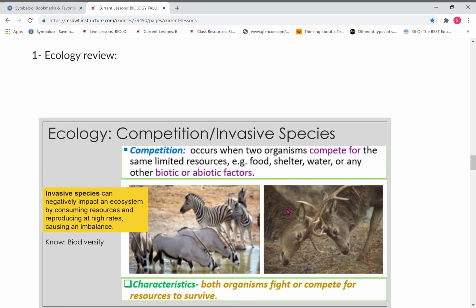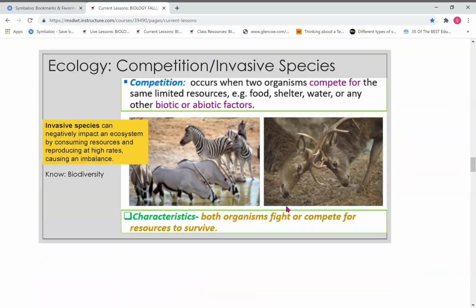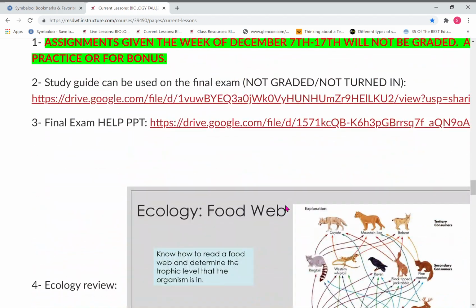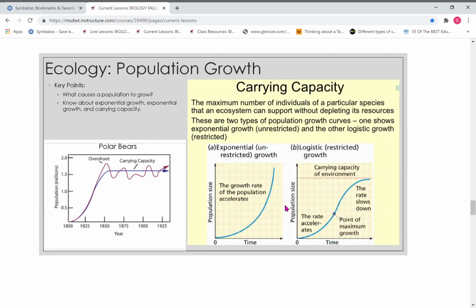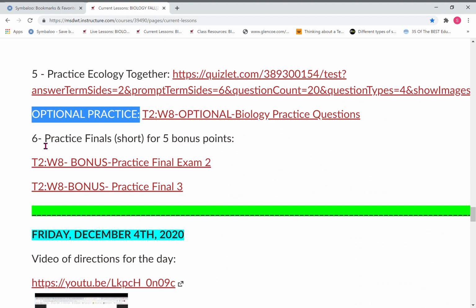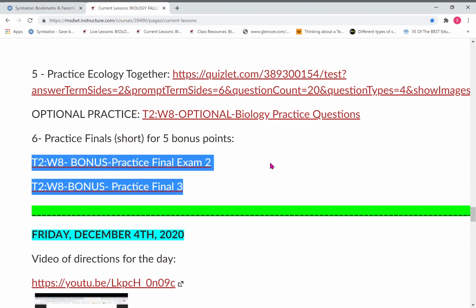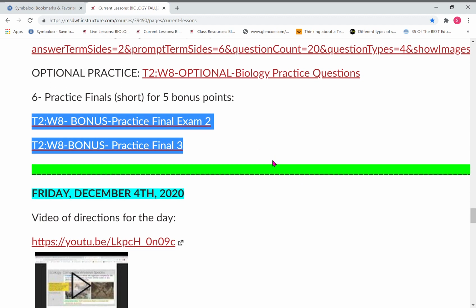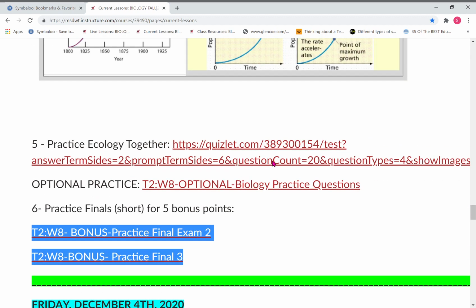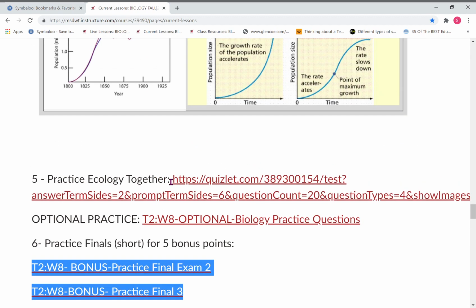So we're going to go back to where we were. Okay, sorry about that. Okay, so then practice finals, I've given you two. They again are on that table at the top, and those are for bonus 5 points each. And that is all you had to do today. Make sure that you prepare for the final exam by using these resources.